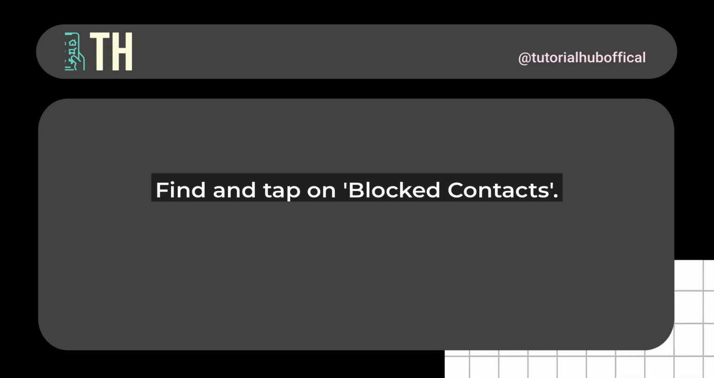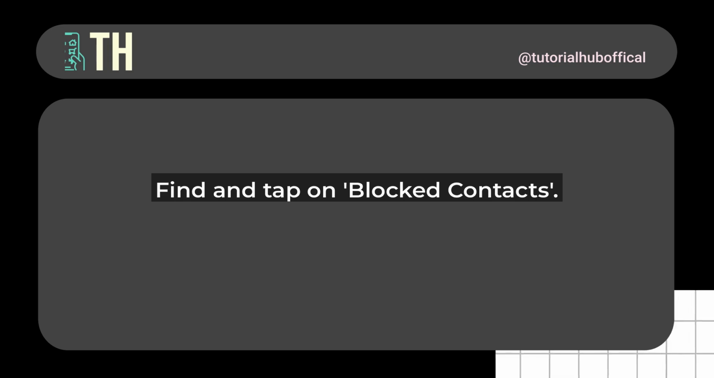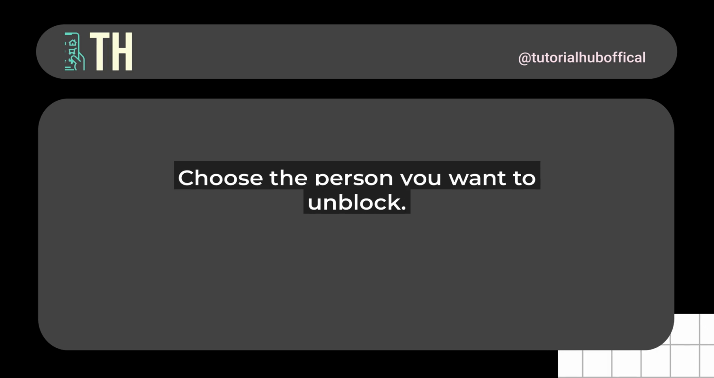Find the person you want to unblock, tap on their name, and then hit the Unblock button that appears. WeChat might ask for confirmation, so just follow the prompt to confirm your action. And just like that, you're done. The person should now be able to contact you again, and you'll see their messages in your chat history. Remember, unblocking doesn't automatically send a notification to them, so reach out if you want to chat.